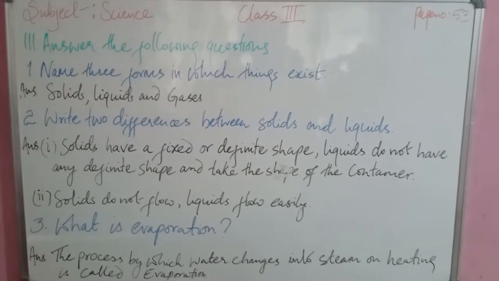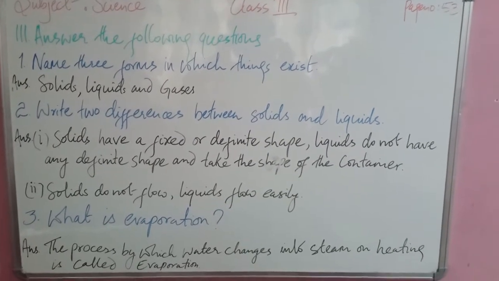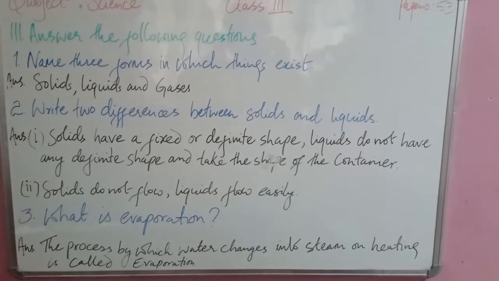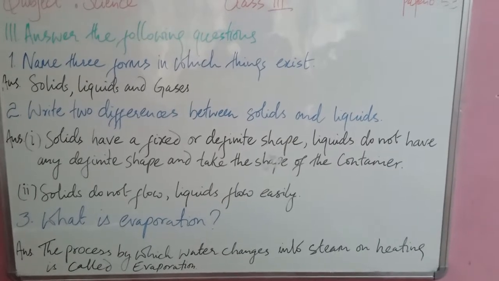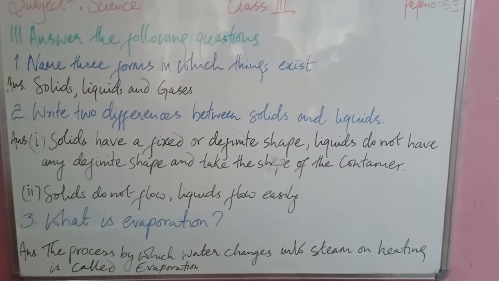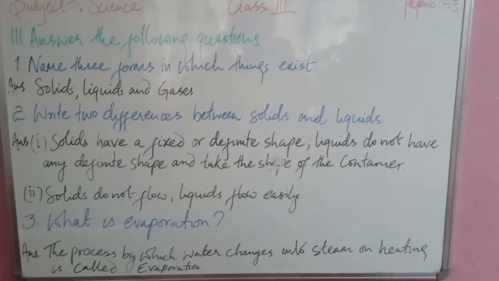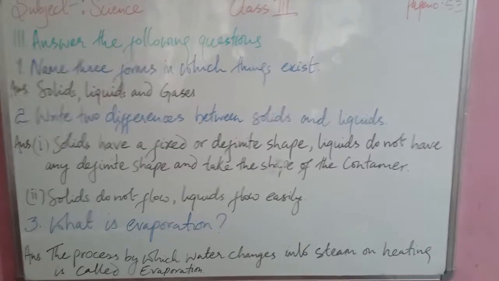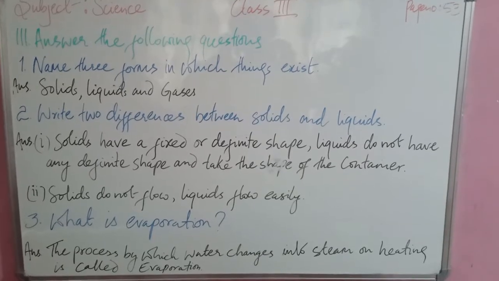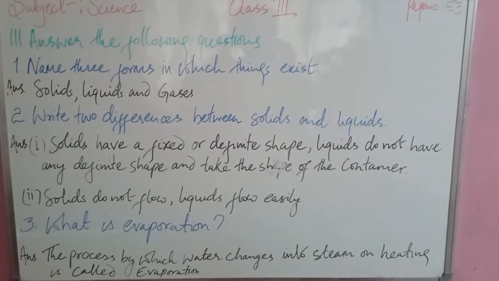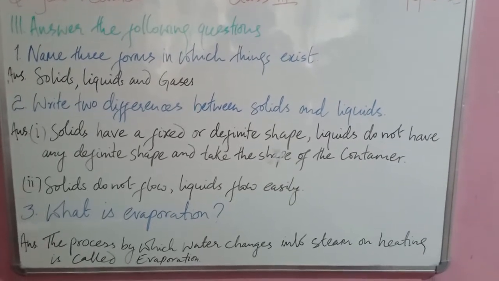Then we have question number 2: write 2 differences between solids and liquids. So you have to write like this. Write 1. Solids have a fixed or definite shape, comma, liquids do not have any definite shape and take the shape of the container. Then write 2. Solids do not flow, comma, liquids flow easily. This is the answer for your question number 2.